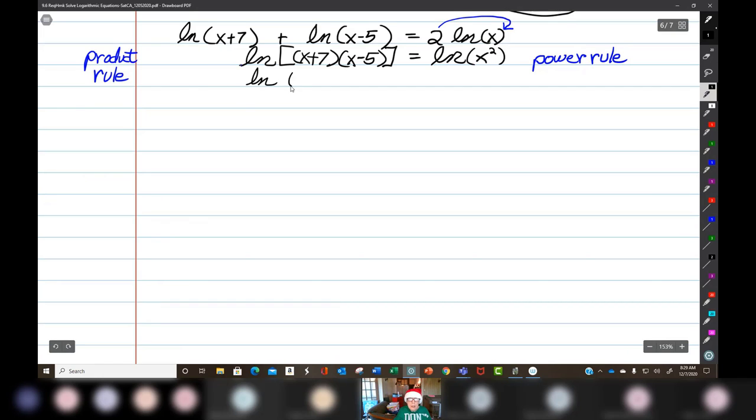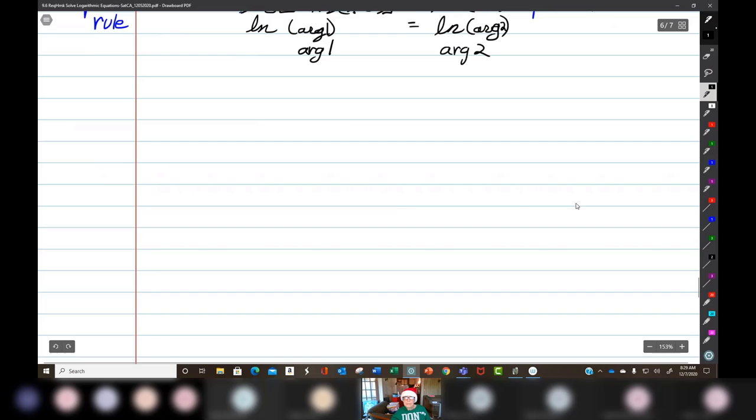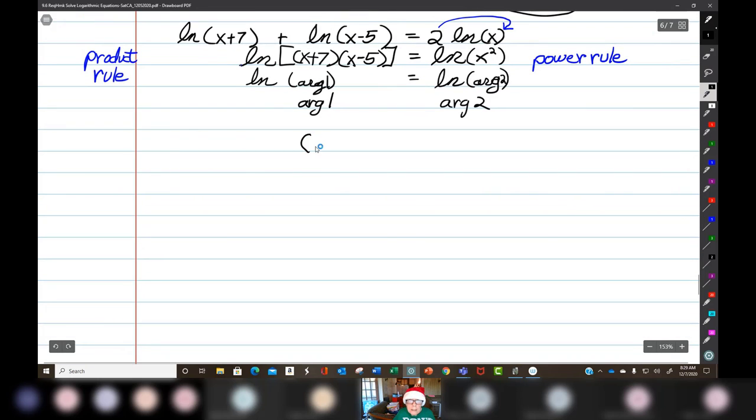Let's write it like this for a minute. The ln of an argument equals the ln of an argument. And let's call it argument 1 and argument 2 just to keep them separate. So the ln of argument 1 equals the ln of argument 2. Therefore, argument 1 has to equal argument 2. That's what we're going for. So that means that x plus 7 times x minus 5 equals x squared.